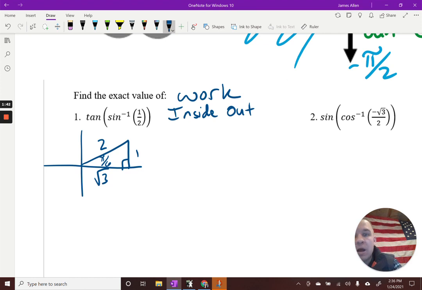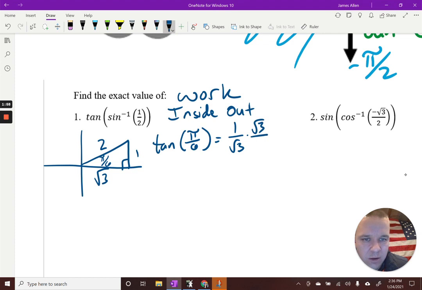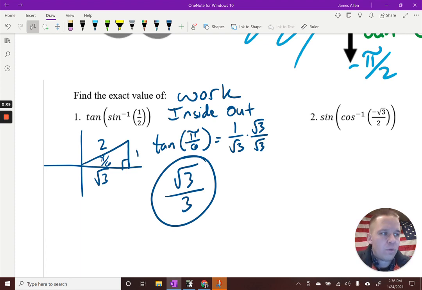So now I'm doing tangent of pi over 6, and I've already got my triangle drawn up. That'd be 1 over √3. And if I rationalize that, √3 over √3, I'm going to get √3 over 3. There's my solution. We're within our domain for our inverse sine, that's between negative pi over 2 and pi over 2. First quadrant, all's good. Awesome. Let's keep going.